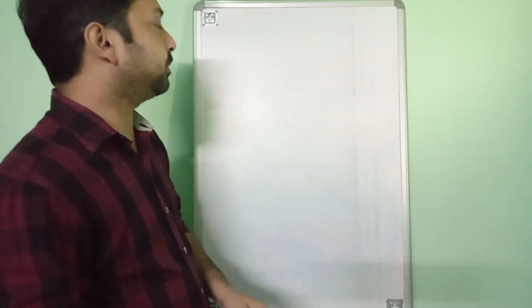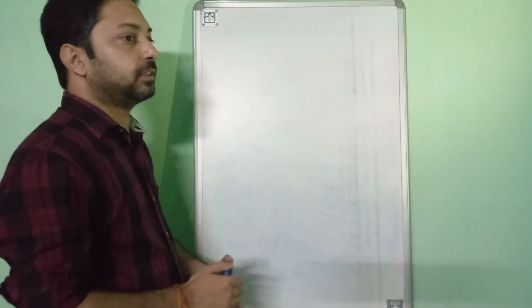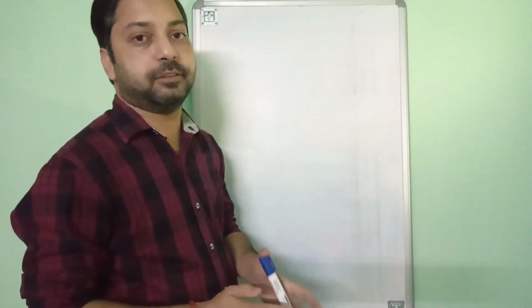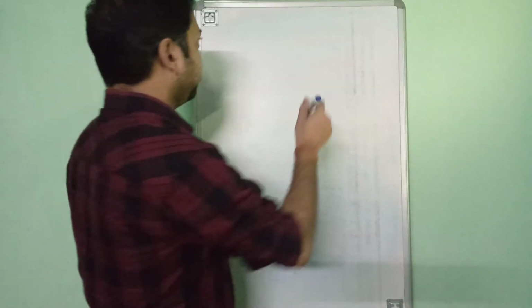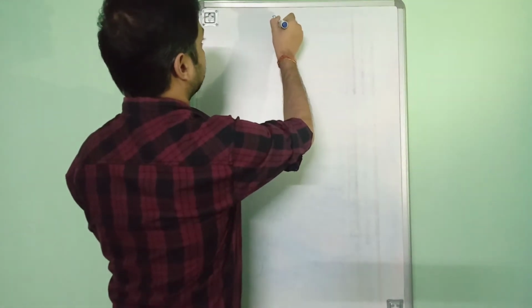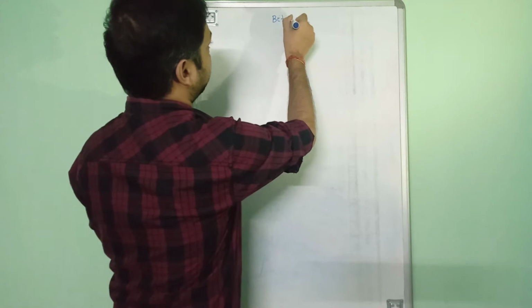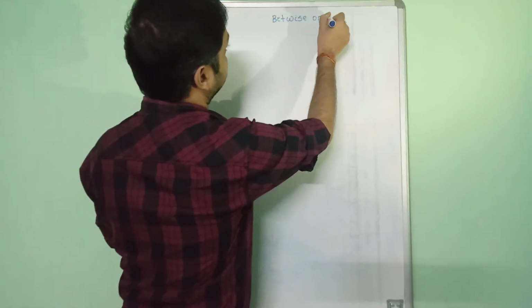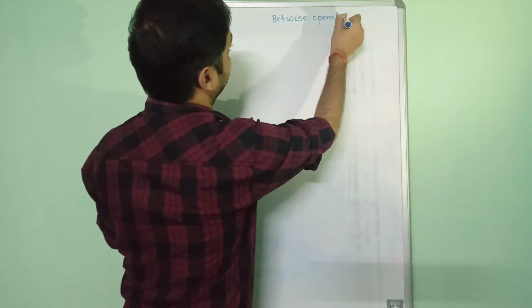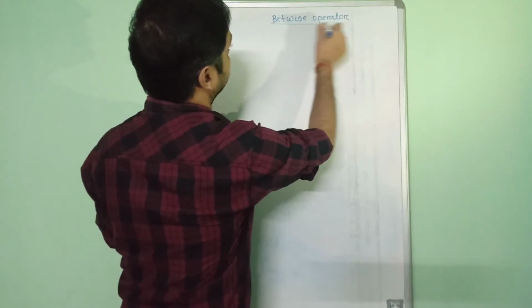In this video particularly I am going to explain another two types of operator: one is the bitwise operator, another one is the relational operator. So let us see the bitwise operator. As the name suggests, this operator can operate on the bits of the data.